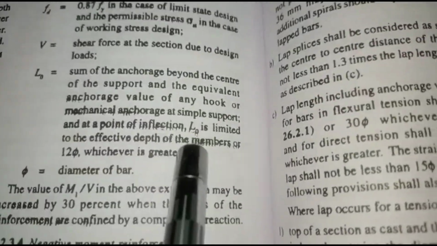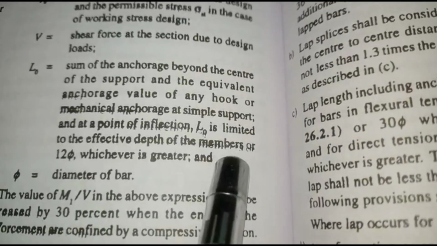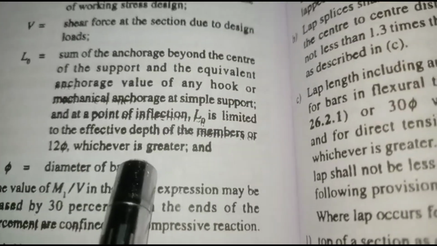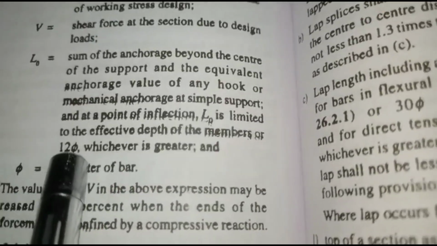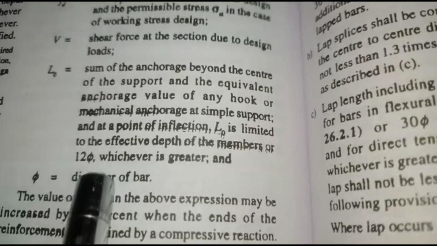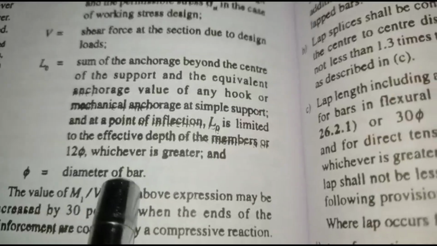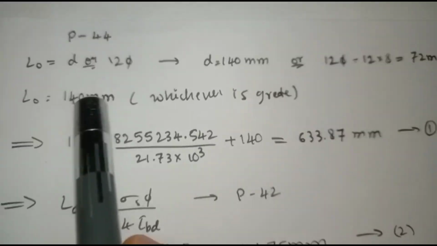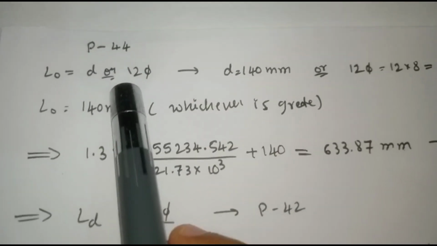For the L0 value, L0 is limited to the effective depth of the member or 12 phi, whichever is greater. So what they have mentioned is that to find L0, the value should be the effective depth of the member, either d or 12 phi. We have to consider the greater value; whichever is greater, we should take that value. So we need to apply this condition. Now by applying that parameter, L0 is equal to d or 12 phi.